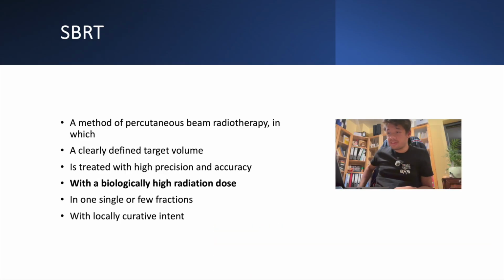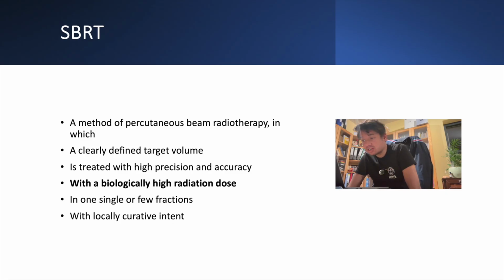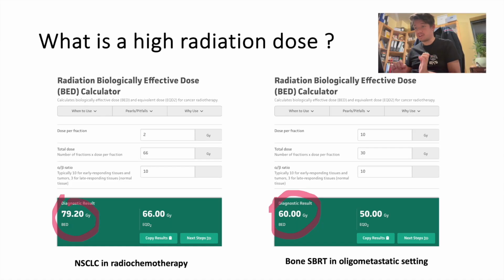In this article, they mentioned that SBRT is when you deliver a biologically high radiation dose, at least equivalent to what we deliver in conventional radiotherapy. But what does this mean? How many grays does this mean? So if you compare, on the left the conventional one and on the right, I've taken a specific example to show that it's not that easy to understand what a high radiation dose means.